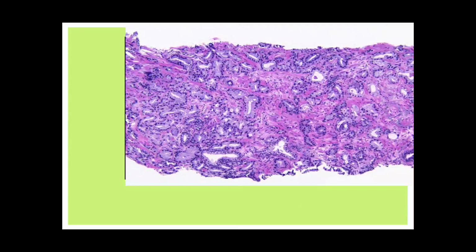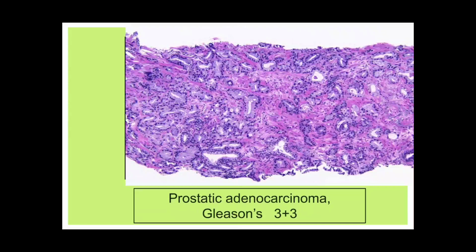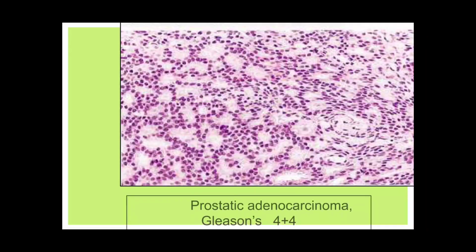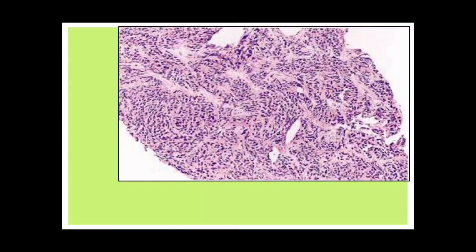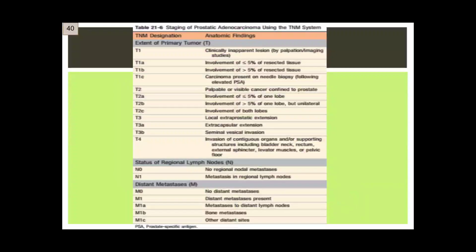Again, this is the third pattern, where the tumor cells are seen infiltrating in the periphery, and the glands are more widely spaced. So again, these are the fused glands, and this is pattern 4, and this is pattern 5, where we generally see the solid sheets of cells. There is no gland formation. So it is important for the prognosis of prostatic adenocarcinoma.